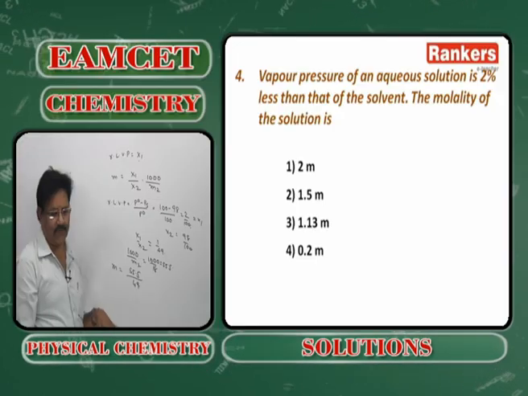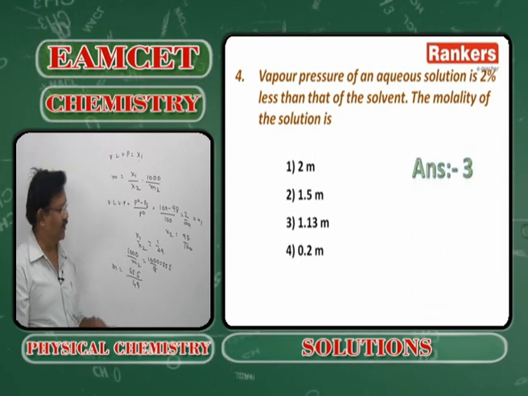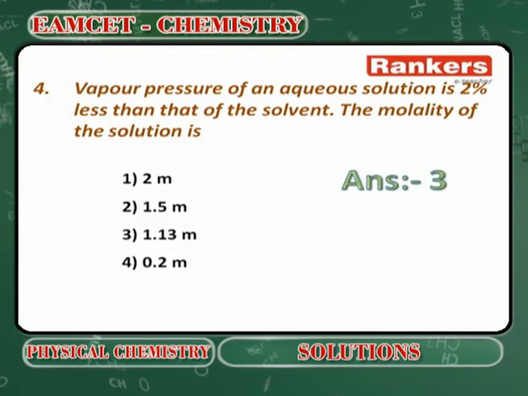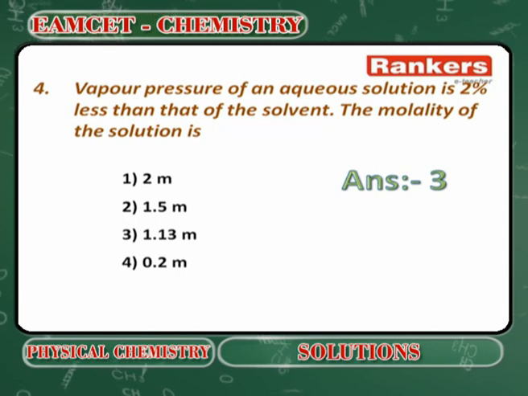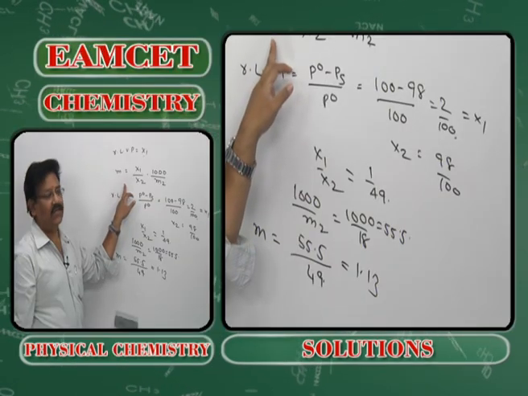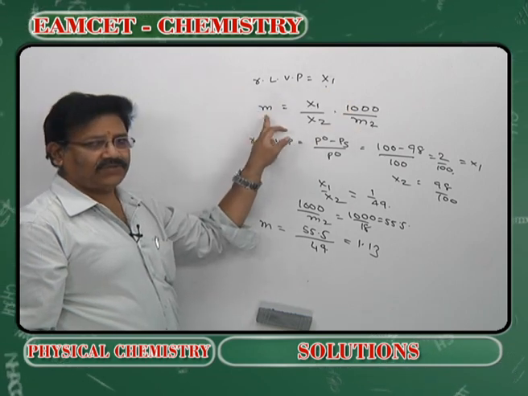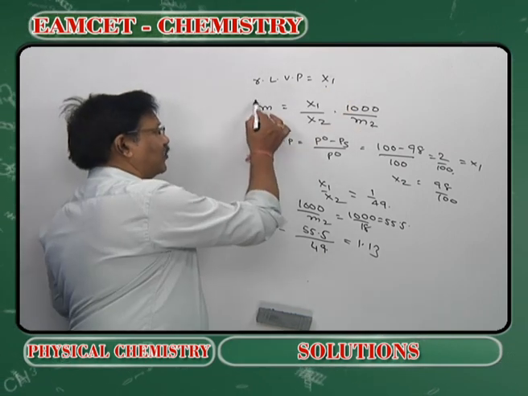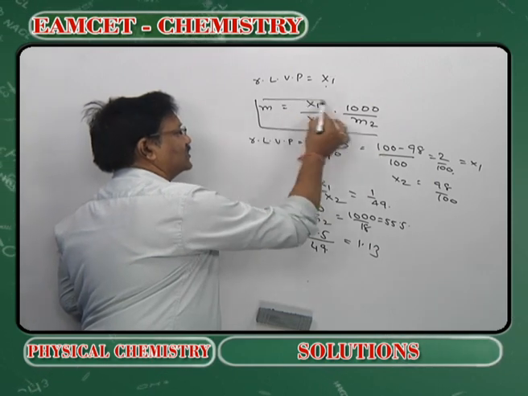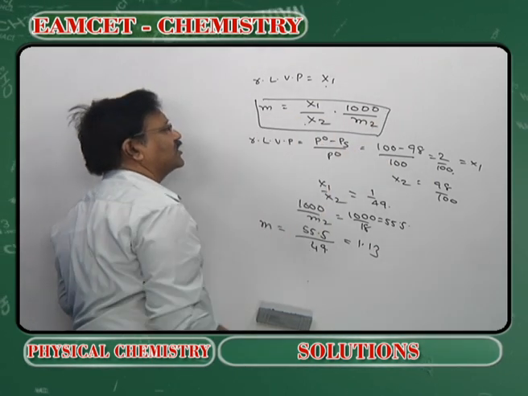It comes around 1.13. Option 3 is the answer. This is the way to find the molality. RLVP is equal to x1. When the mole fraction value is known, this is the way to calculate the molality.